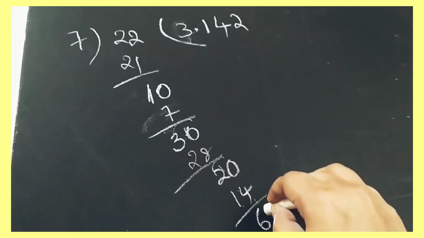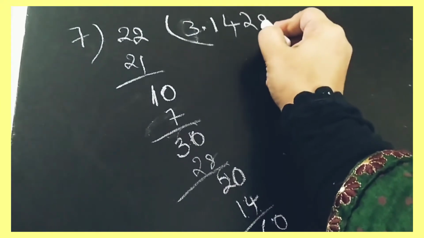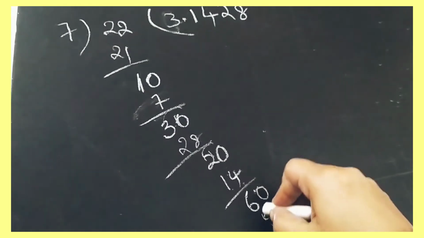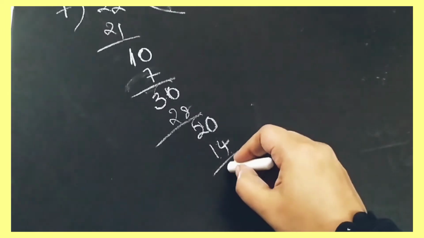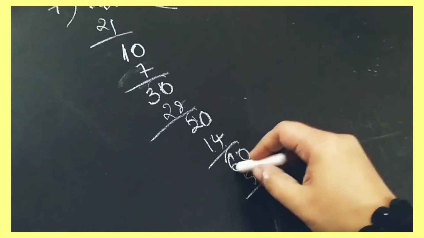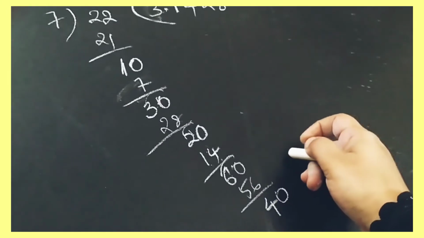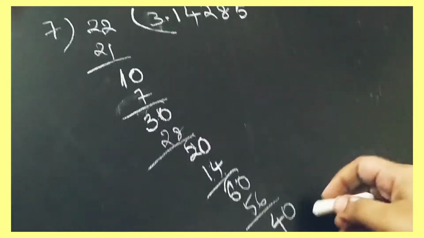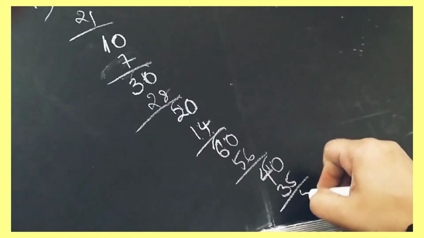Again 7 8s are, we have to take 56. So now again 10 minus 6 is 4 here. Here 5 is there. 5 minus 5 is 0. So again 40. 40 means 7 5s are 35 we can take. 7 6s are 42 now. So 7 5s are 35 I'm taking here. Again 10 minus 5 is 5 here.